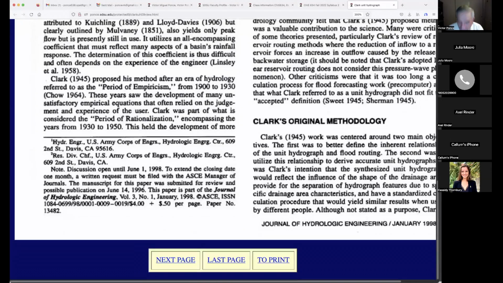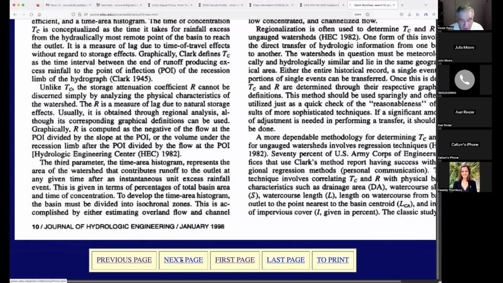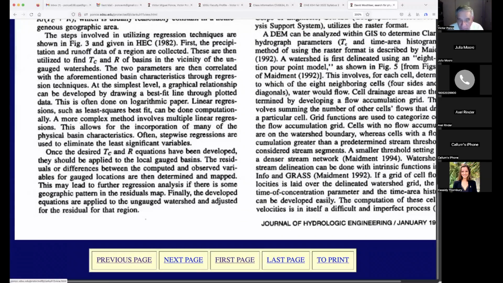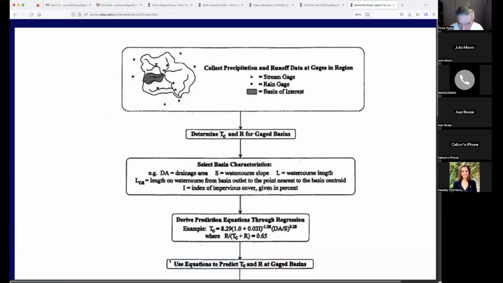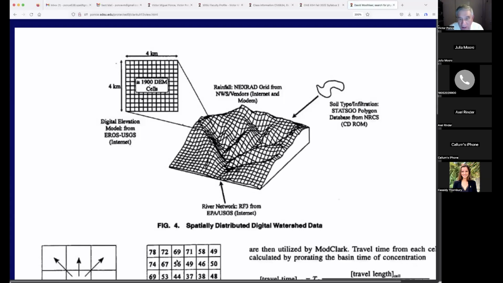Historical considerations, Clark's original methodology, we don't have to stress on that. We have already seen it. Okay, you see what they're doing there, the basin shape, the time area histogram. That's exactly what I did, or I tried to do with Andrea Scott. Spatially distributed watershed information. This is all electronic already. And runoff calculation. Look at the way they did it, and I'm going to finish it here in a minute. They brought the watershed into squares, and then they applied a Clark method to each square.